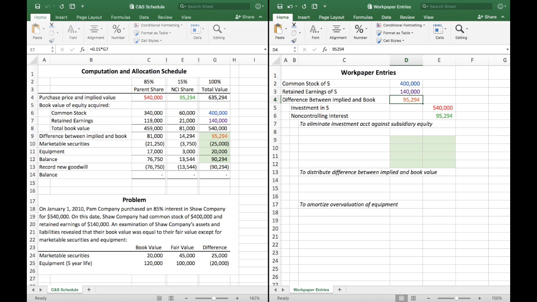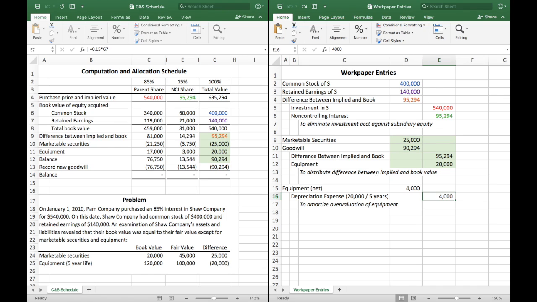The second entry is to distribute the difference between implied and book value. For this entry, we credit difference between implied and book value to eliminate it. Marketable securities were undervalued, so we bring them up to fair value by debiting them for $25,000, and equipment was overvalued, so we bring it down to fair value by crediting it for $20,000. Since the problem stated that these were the only assets not equal to fair value, the rest of the difference is allocated to goodwill.